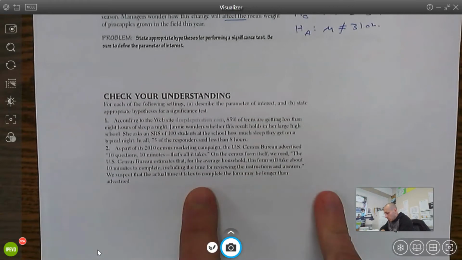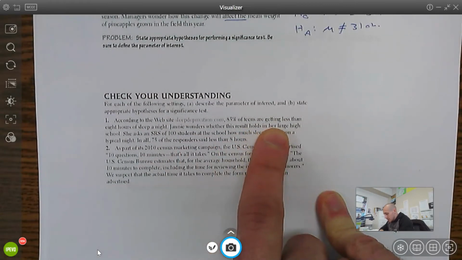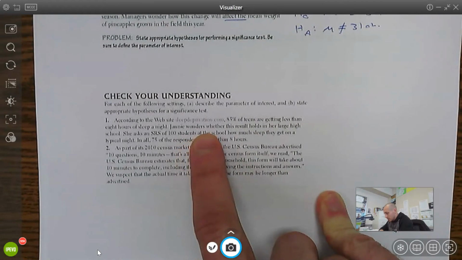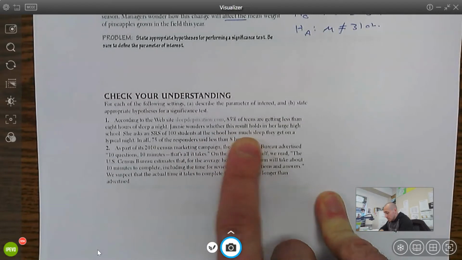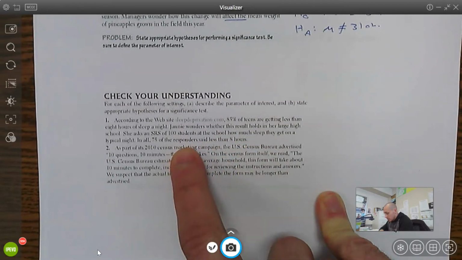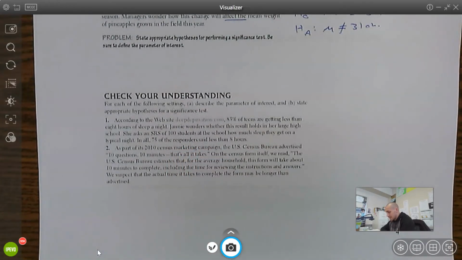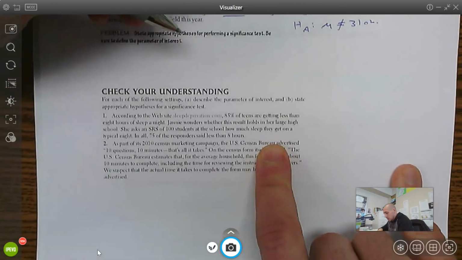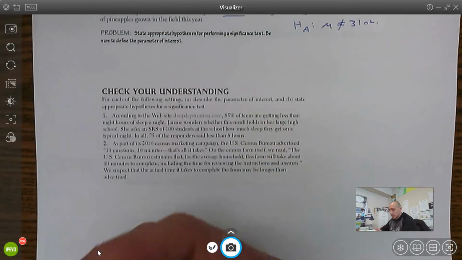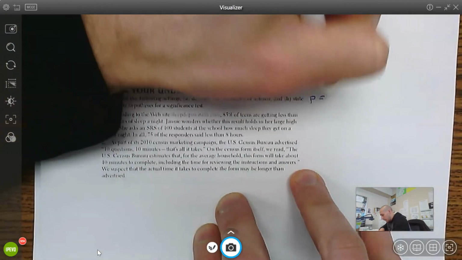For part 1, according to this website, 85% of teens are getting less than 8 hours of sleep a night. I'd argue that it's like 96%, but anyway, Jamie wonders whether this result holds true in her high school. She asked a simple random sample of 100 how much sleep they get. They said 75% said less than 8 hours. So they either got less than 8 hours or they didn't. This is categorical. So I'm going to be using the parameter p.